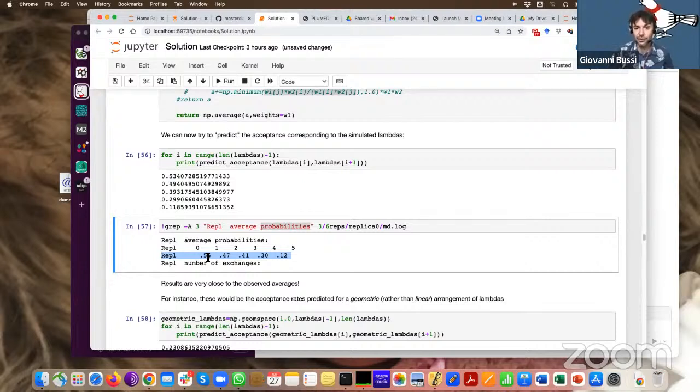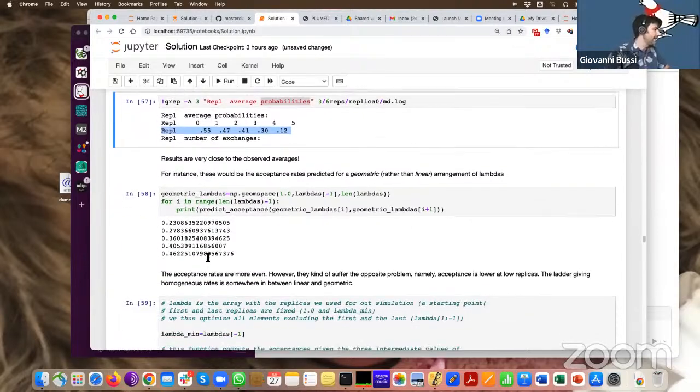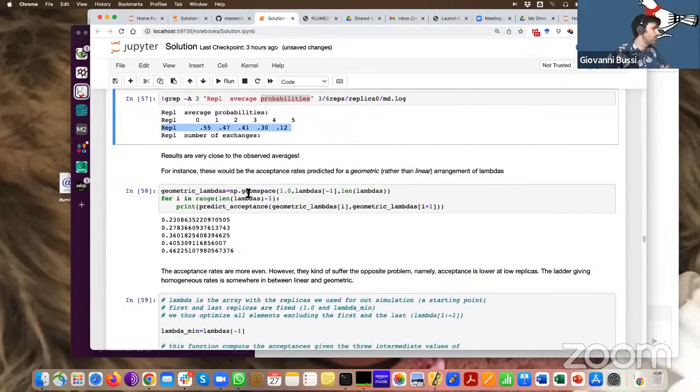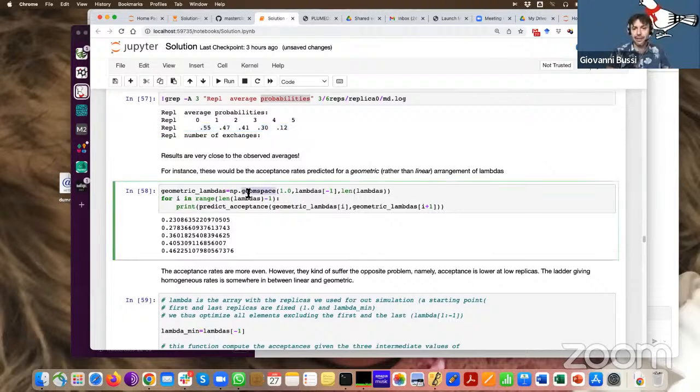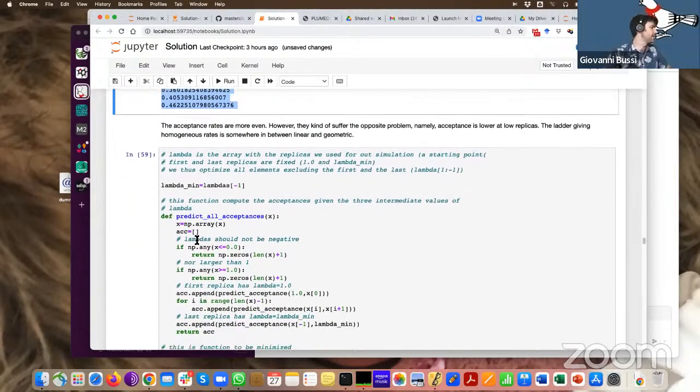So once I have this tool, I can use it to predict acceptance for any given pair of lambdas. I can try to see what would happen if I were using a geometric distribution of replicas. You see, now it goes in the opposite direction. The acceptance increases instead of decreasing. It's a bit more flat. It goes from 25% to 46%, but still it's not uniform. How can I make it uniform?